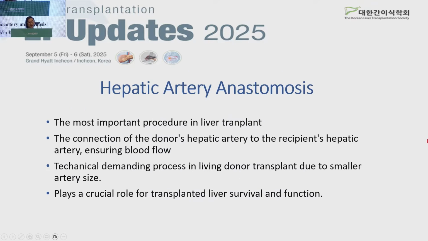As you know, hepatic artery anastomosis is the most important procedure in liver transplant. What is this? It is the connection of the donor hepatic artery to the recipient hepatic artery, ensuring the blood flow. It is the technically determining step in living donor transplant due to the smaller arterial size. Because of that, hepatic artery anastomosis plays a crucial role for transplanted liver survival and function.